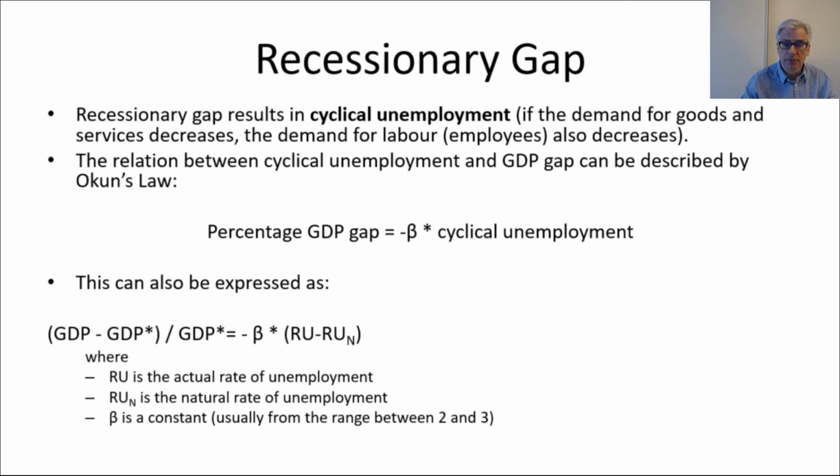For recessionary gap, we wouldn't usually see inflation. When we have a recessionary gap and actual GDP is lower than potential, we are not afraid of inflation that much. We are more concerned about unemployment, because if we do not need such high production as potential GDP would suggest, if we produce less, then demand for labor would also be lower. So if demand for labor is lower, then cyclical unemployment appears. And this is Okun's law that I mentioned before.